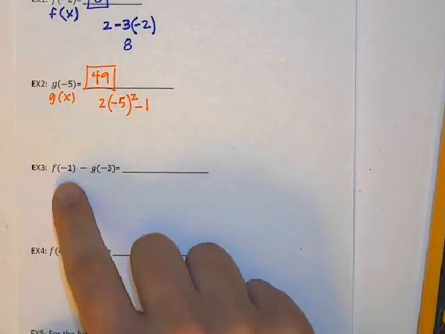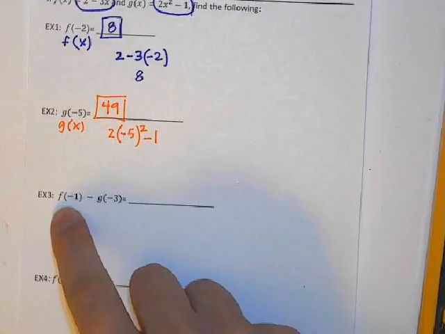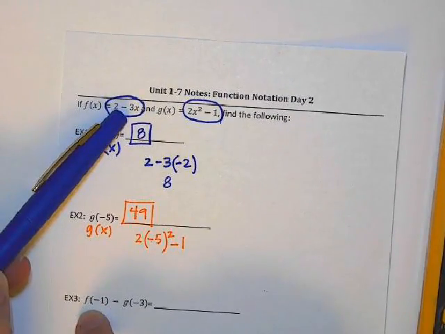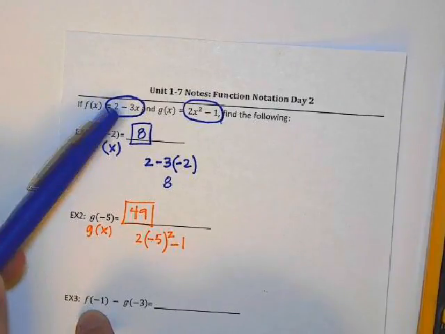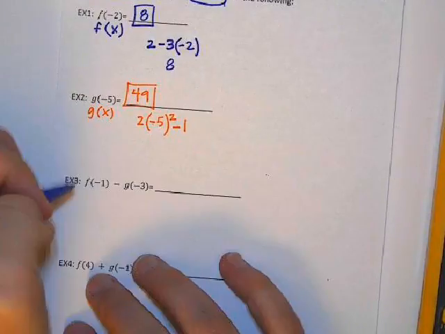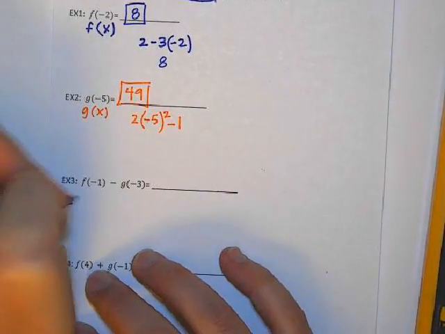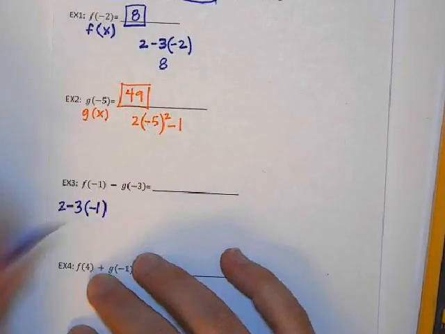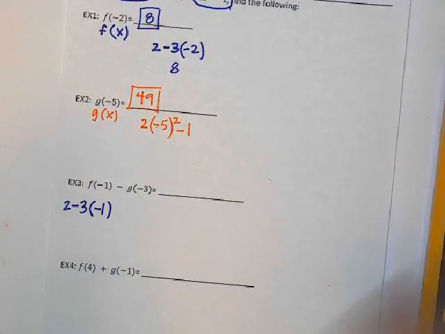So I'm only going to start with the f game. And I'm going to take -1 and sub him into the f game. f of x. This is the one I'm looking at for the f. So 2 minus 3, and instead of writing x, I'm going to write -1. Let's find that answer first.